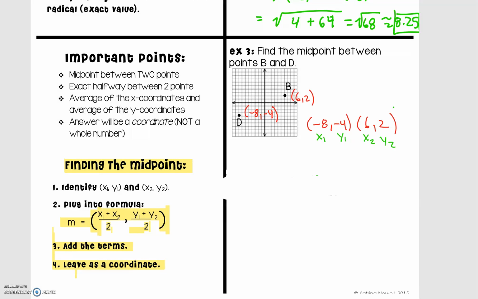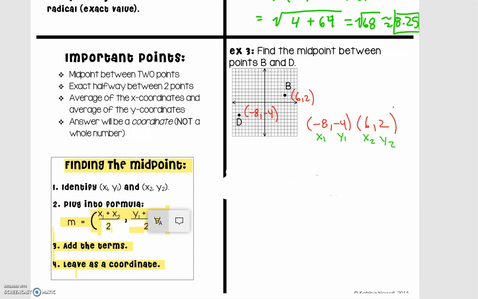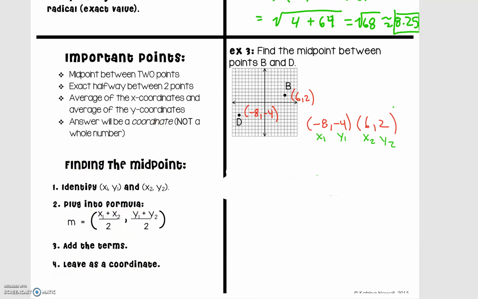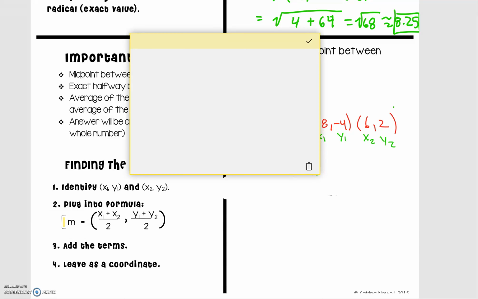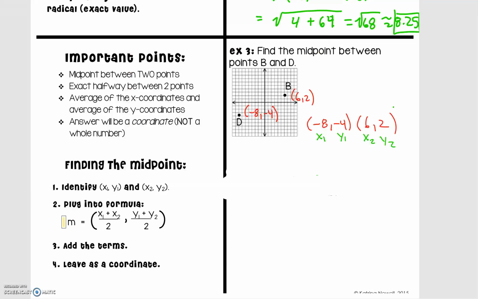It decided to highlight everything for me. I don't know why, and I don't know how to, oh, there it goes. Ugh. Having technical difficulties. All right, it doesn't want to work anymore. We're going to be using this formula right here.